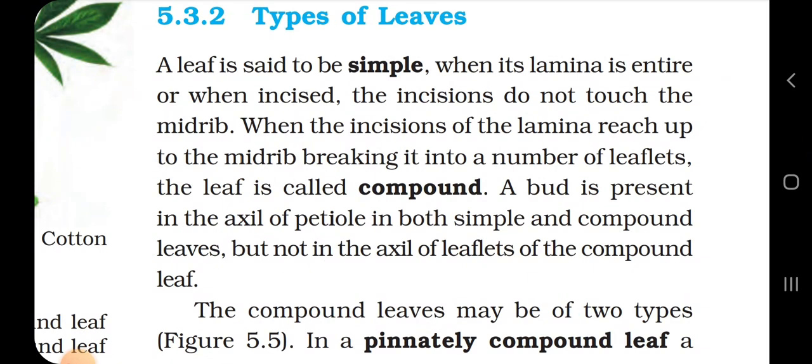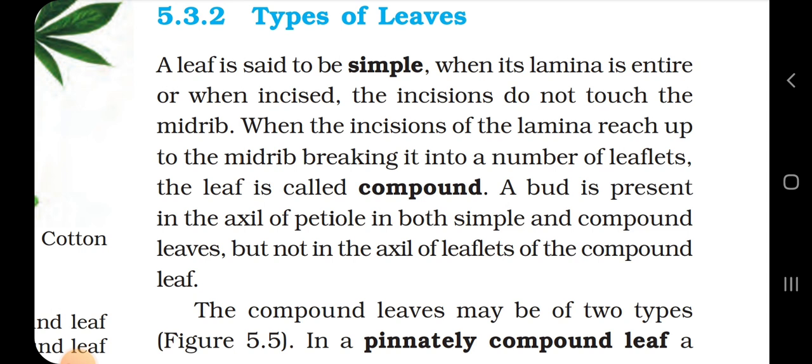5.3.2 Types of leaves. A leaf is said to be simple when its lamina is entire or when incised, the incisions do not touch the midrib. When incisions of the lamina reach up to the midrib, breaking it into a number of leaflets, the leaf is called compound. A bud is present in the axil of the petiole in both simple and compound leaves, but not in the axil of the leaflet of a compound leaf.